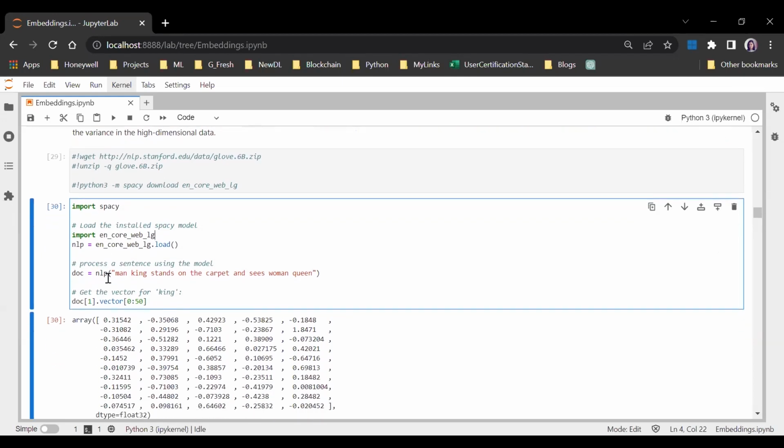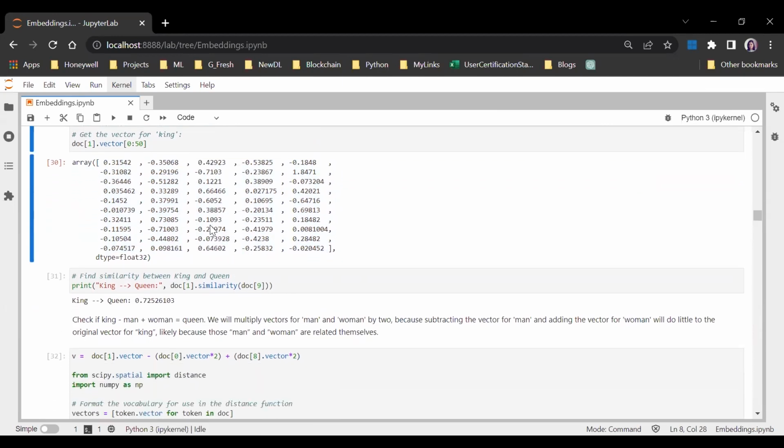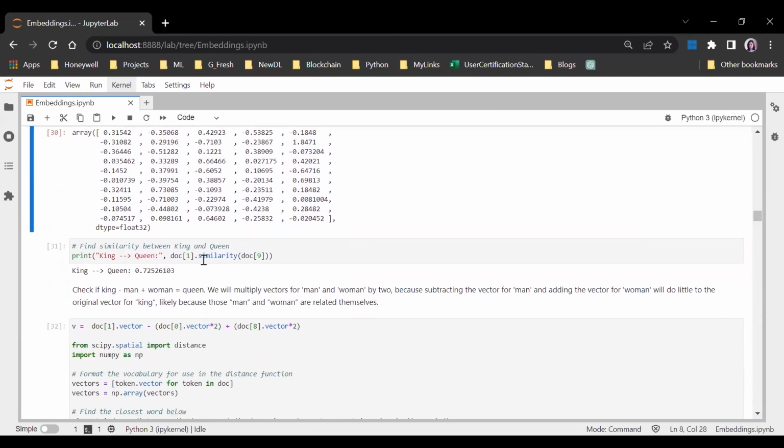And here, if we pass this sentence, then this is an example vector representation from spaCy, or the GloVe model that it uses internally. And if we calculate the similarity between king and queen using the spaCy model, then we see that it is showing a similarity of 72%.